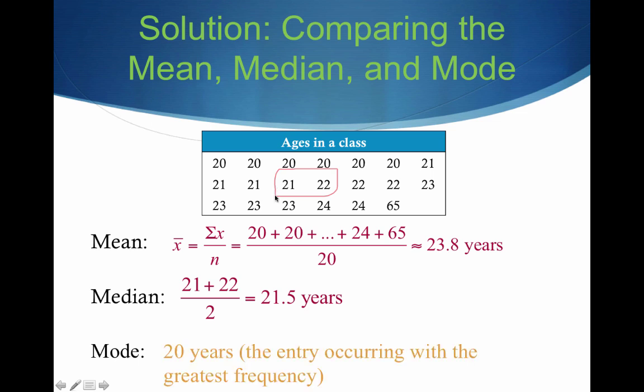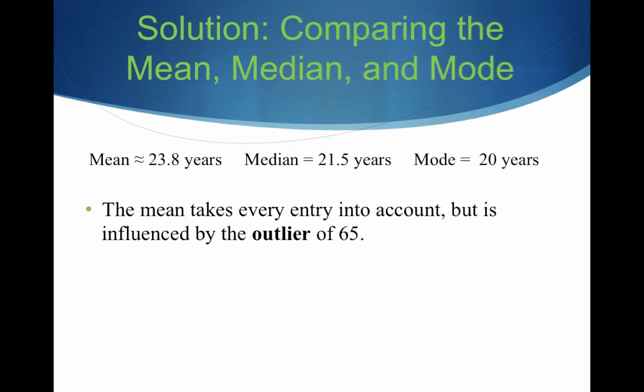And then we're going to look at the mode, and 20 years is the entry occurring with the greatest frequency because there's 6 20-year-olds in the class. So again, our mean is 23.8 years old, our median 21.5 years old, and our mode 20 years old. What do you think is the best single entry for our central tendency?